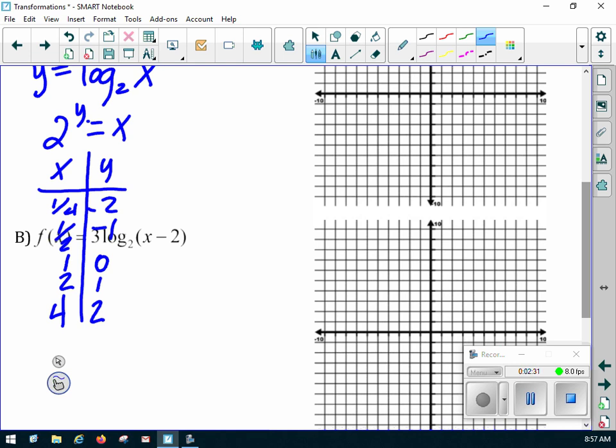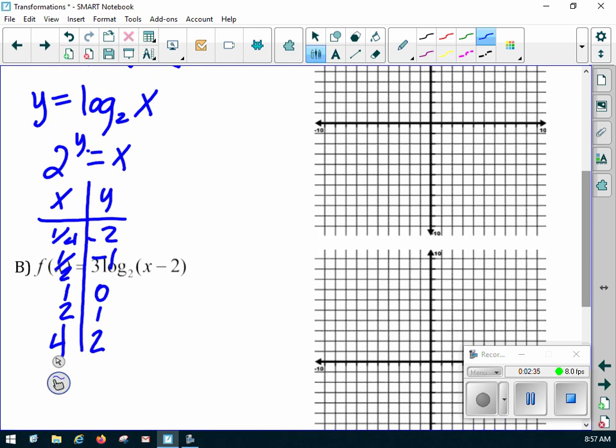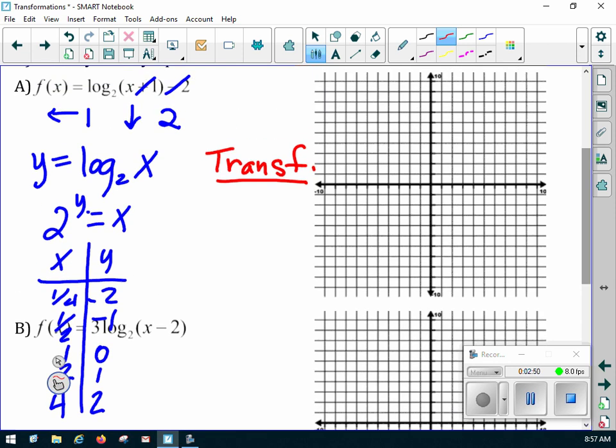That is on the parent function. Those points are on this, right? And then I'm going to transform. Any of you ever play with those transformers? Okay. Now, remember, so what are we going to do? Left 1. What does left 1 do?